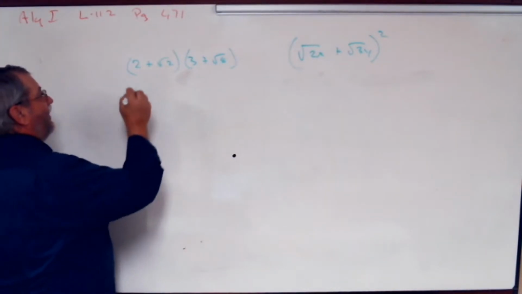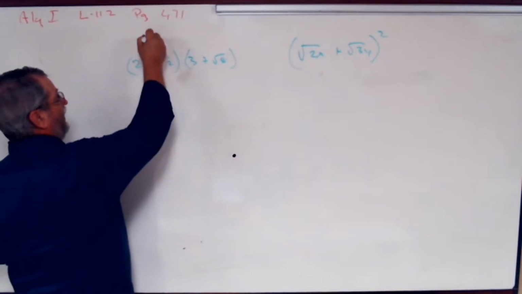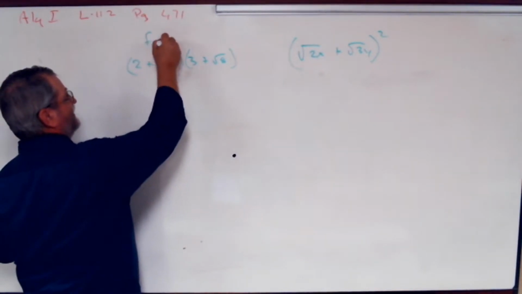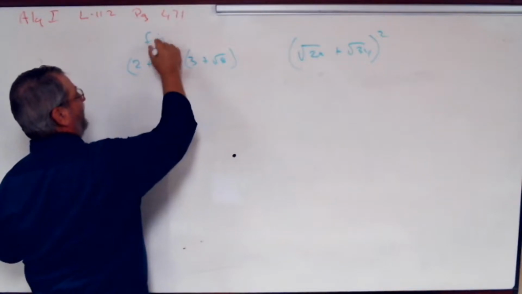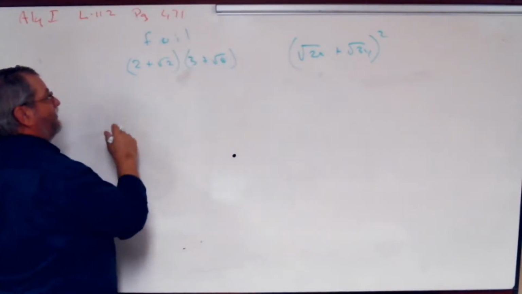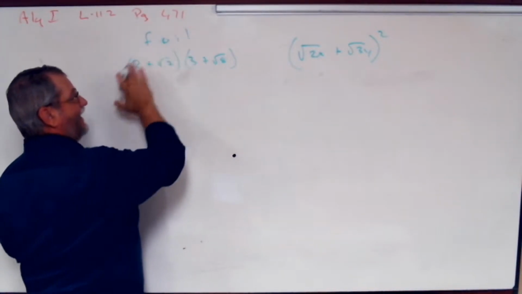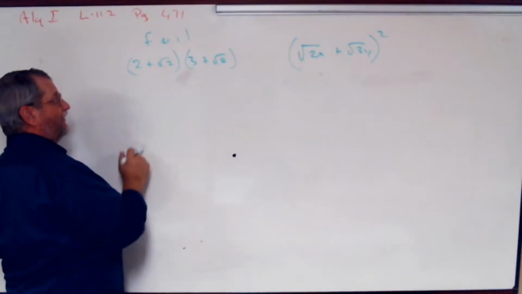It's got to stop. Okay, we're going to do FOIL. First, outside, inside, last. It's the distributive property twice.